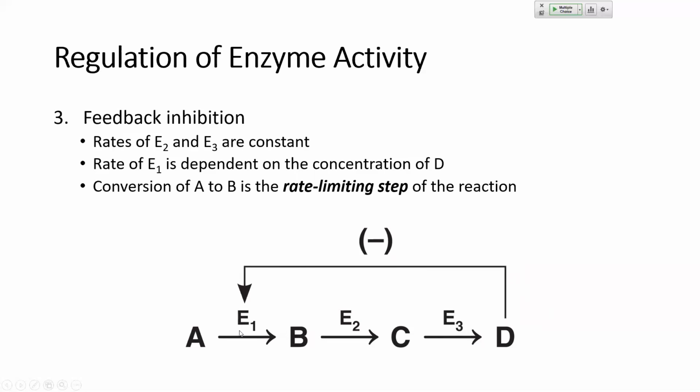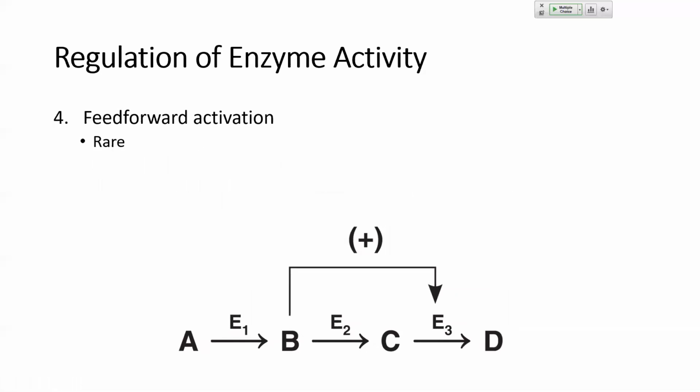And again, that makes sense, right? If we have not enough of product D, then we need to turn this enzyme on so that we can ramp up production, ramp up the rate of the reaction. And then the last example here of feed-forward activation is very, very rare. We don't see it very often in the body, but it's basically a substrate that is downstream influences the rate of an enzyme that is upstream. And this is going to be in the opposite direction.